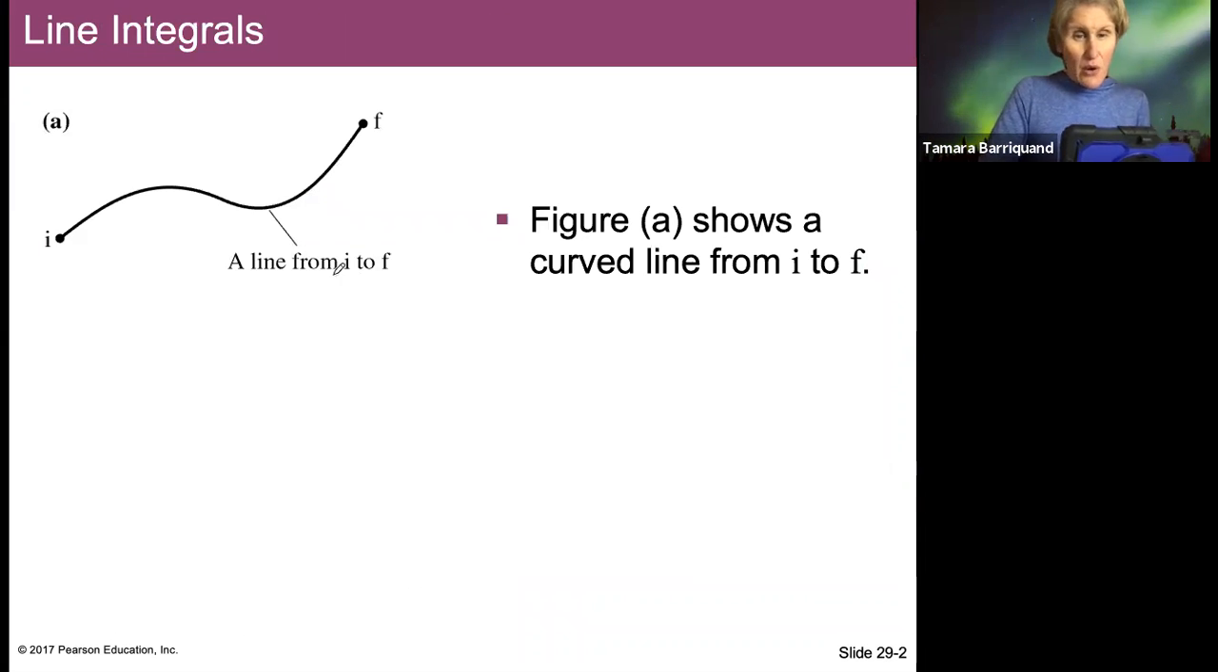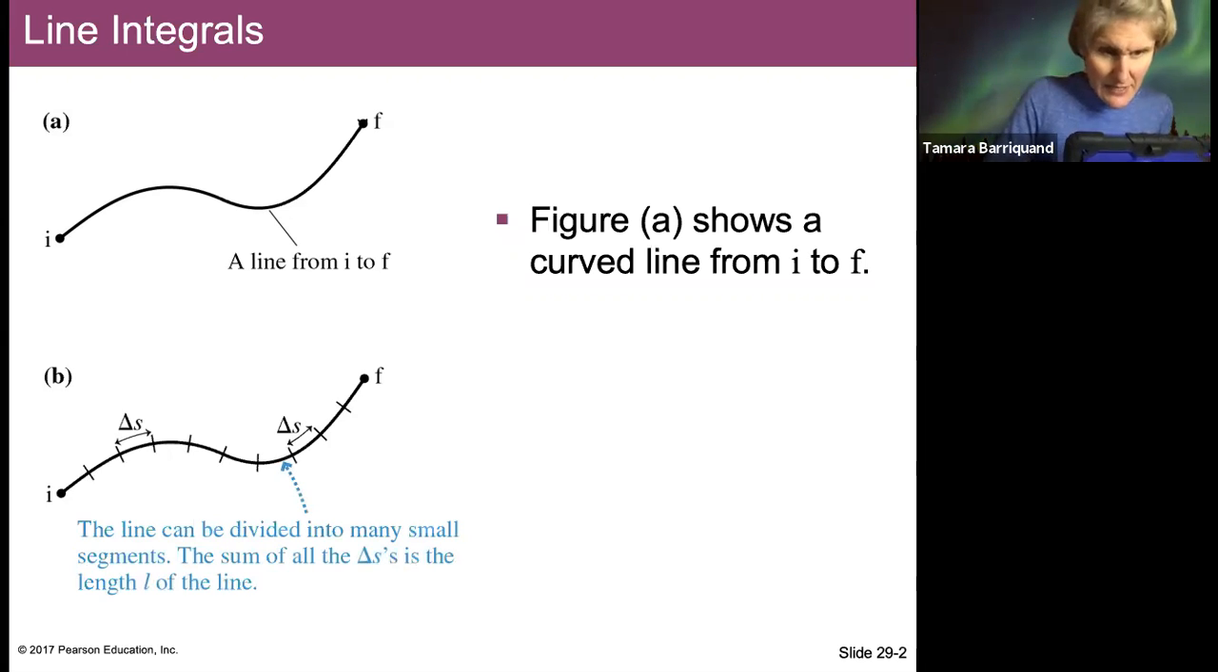So let's start first by reviewing line integrals. In the figure, we see a curved line that goes from an initial point I to a final point F. It's not straight, it's just a curved line. Now what we can do with this line is break it up into little tiny pieces, delta S. So the line can be divided into many small segments. And if we add up all these little delta S's, that will give us the length of the line.